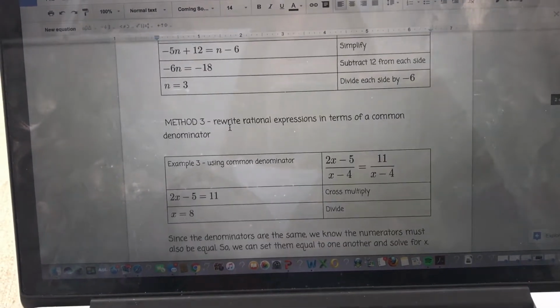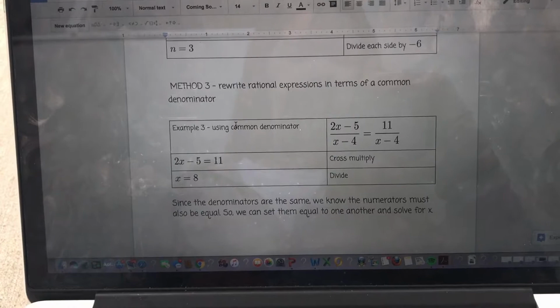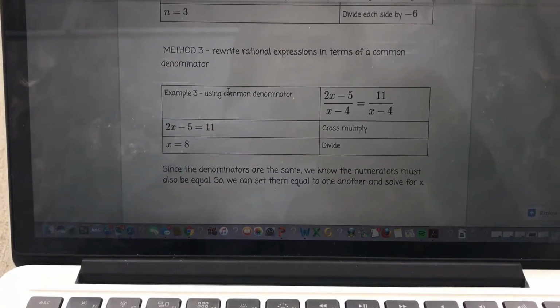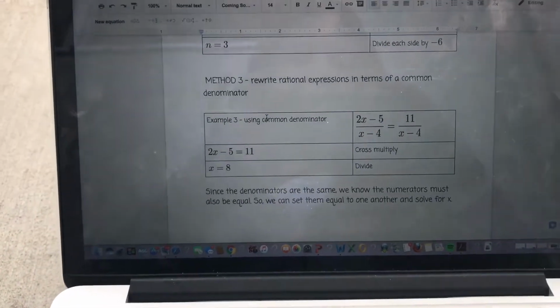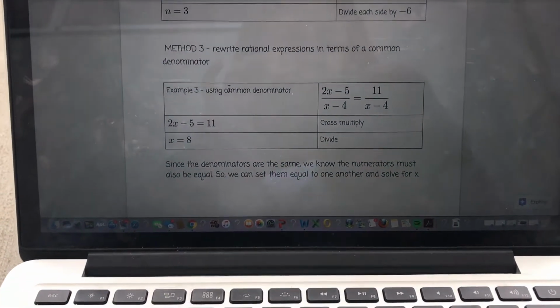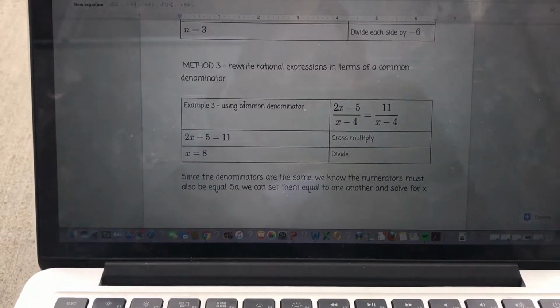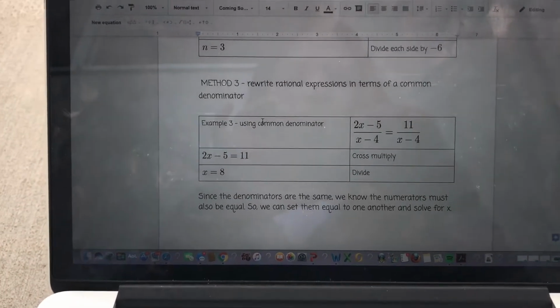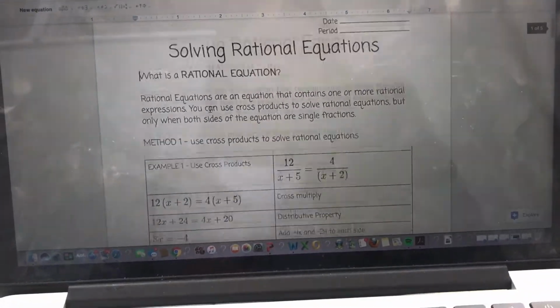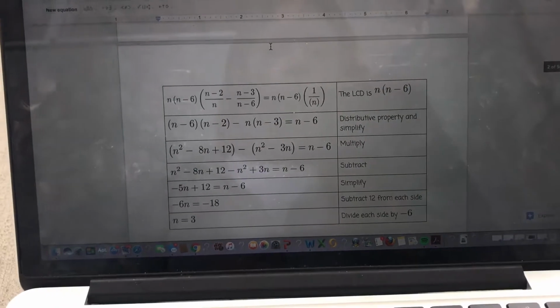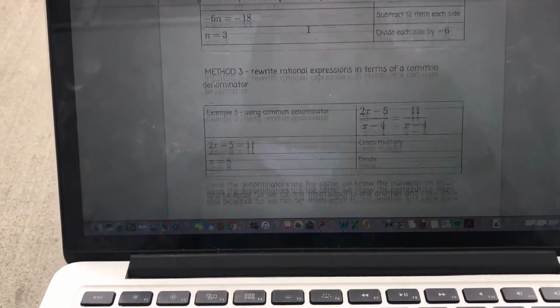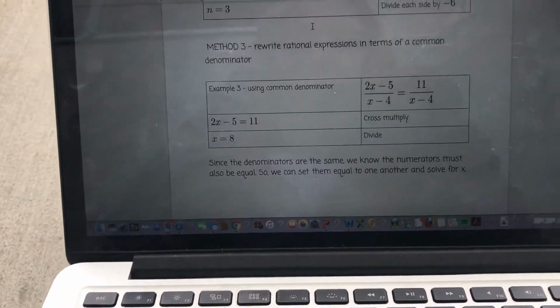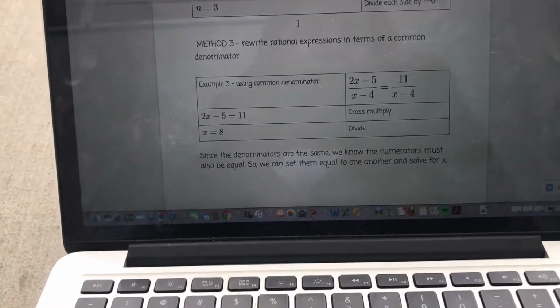Moving on, the third method is going to be writing rational expressions in terms of a common denominator. So I also believe that this method is a lot simpler than finding the LCD. I think it's pretty equal to using cross products. So my favorites are method 3 and method 1. So let's go through method 3, and I'm going to show you guys how to do it.